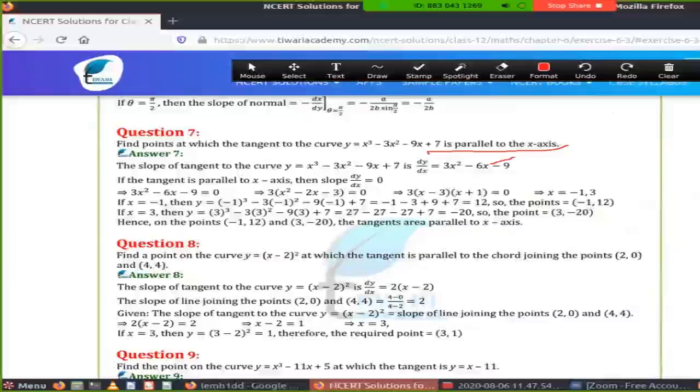Now here the line is parallel to the x-axis. If the tangent is parallel to the x-axis, this means what? The derivative of the function will be equal to 0. Derivative of the function will be equal to 0.